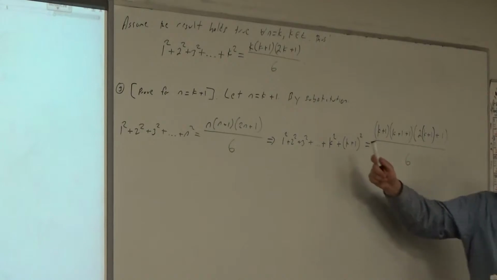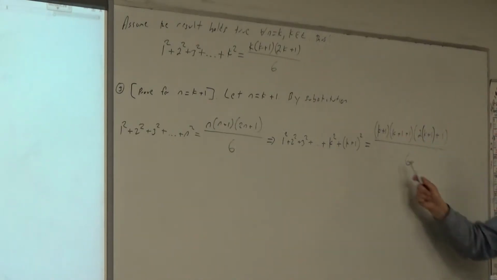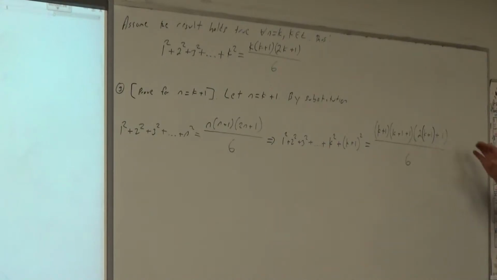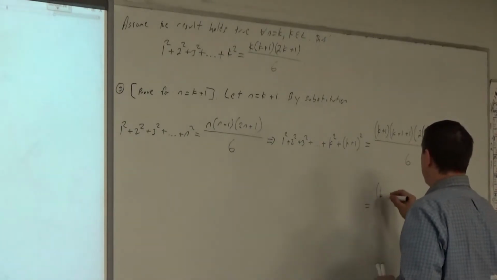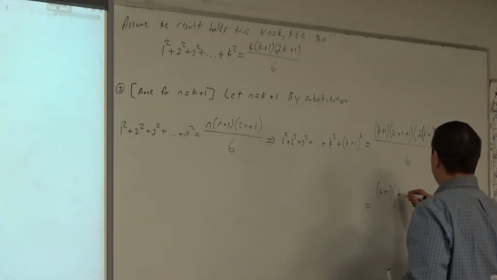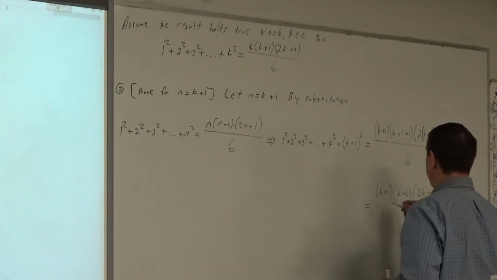Everyone's good with being able to substitute up to the k plus 1? Everyone's okay being able to substitute k plus 1 on the right side? After this, most students do really well if they get this far. On the right-hand side, can't we just simplify the numerator a little bit? We're not going to FOIL anything out. We're just going to write it as k plus 1, k plus 2, 2k plus 3 over 6. So let's go ahead and do that. That's computation. So (k plus 1)(k plus 2)(2k plus 3) divided by 6.